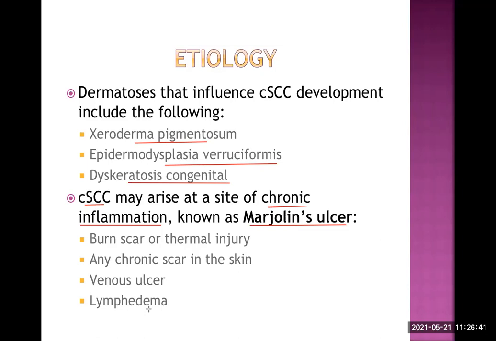Even a chronic osteomyelitis ulcer can convert into squamous cell carcinoma, and we still call that Marjolin's ulcer. So this is a very generalized term. Do not pinpoint Marjolin's ulcer with a particular etiology. Any type of chronic ulceration or scar can convert into squamous cell carcinoma later on. That is known as Marjolin's ulcer. Let's move on.